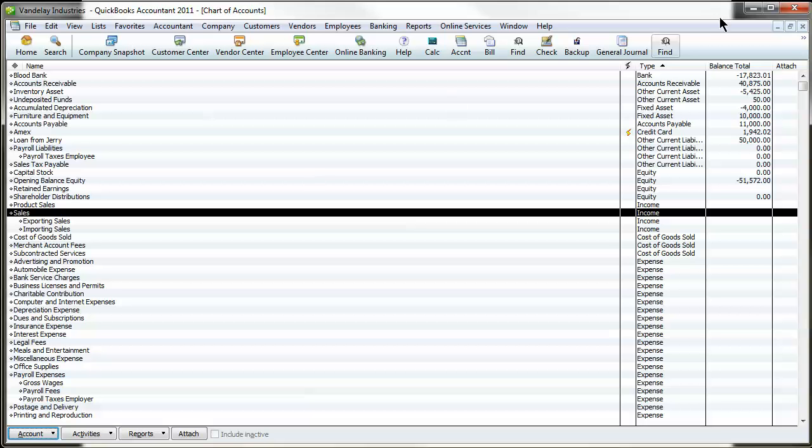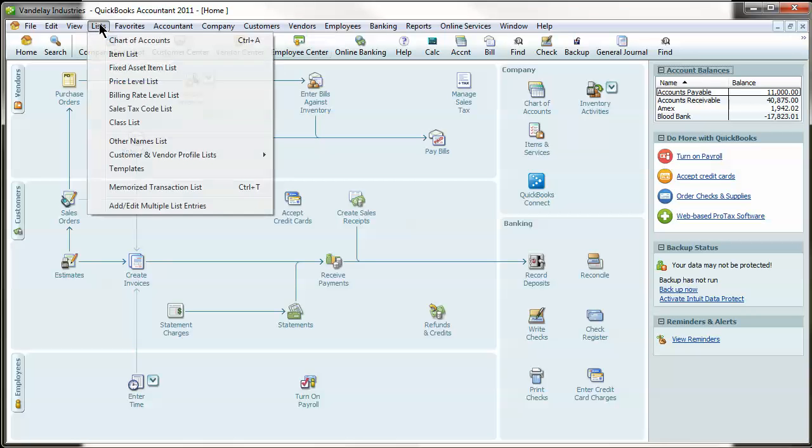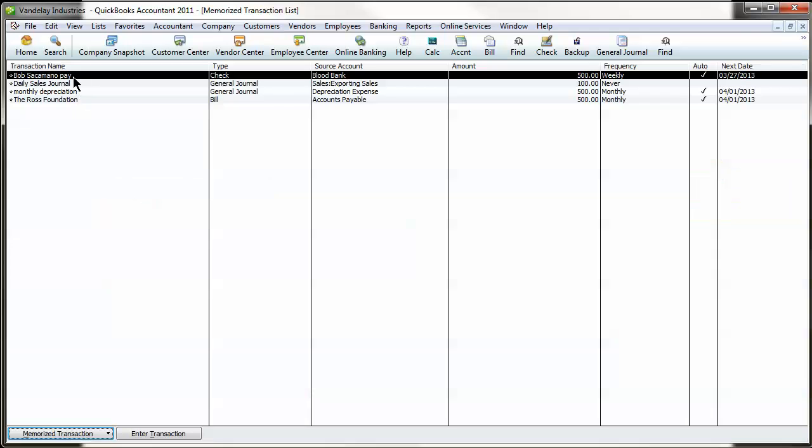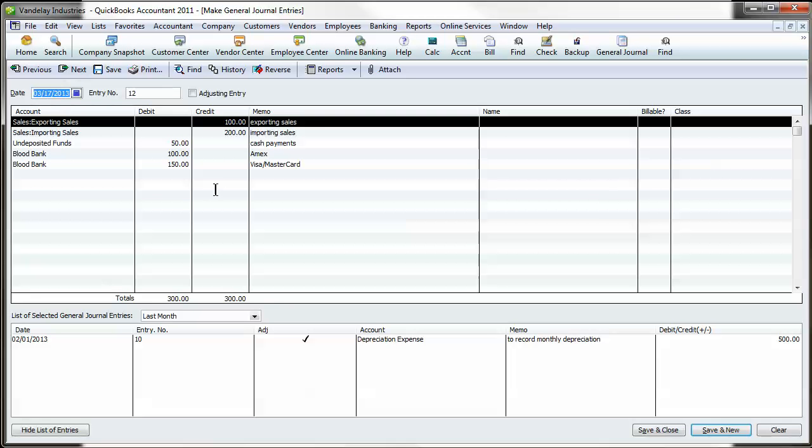So you want a good summary report to spit out the information in a meaningful way that makes it efficient getting into QuickBooks. I've already gone ahead and memorized a transaction here called Daily Sales Journal, but you'll get an idea of what I'm talking about. We've broken down sales into two categories: exporting sales and importing sales. So let's just say this was a daily sales journal for one day.